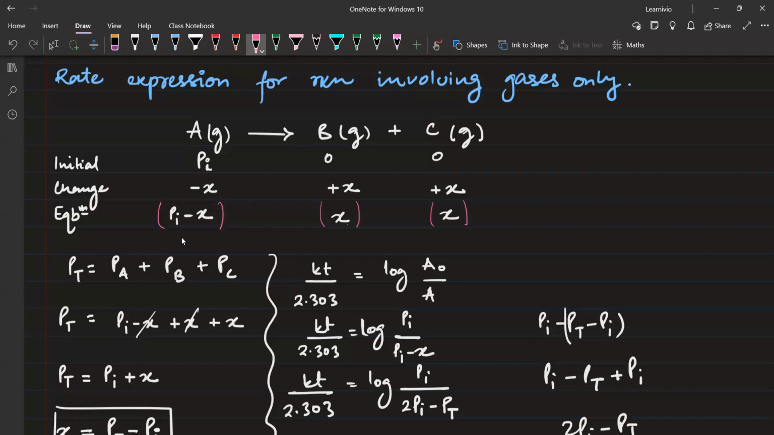But what we can say, the total pressure at equilibrium, the total pressure when the reaction is completed at equilibrium will be, there will be some pressure due to the A gases, some pressure due to the B gases, some pressure due to the C gases. The pressure due to A at equilibrium is equal to how much? Pi minus X. Pressure due to B is equal to X. Pressure due to C is equal to also X. So the P total will be equal to the P initial plus X. ये हमारे पास क्या है? This is a formula. We still don't know what is X.